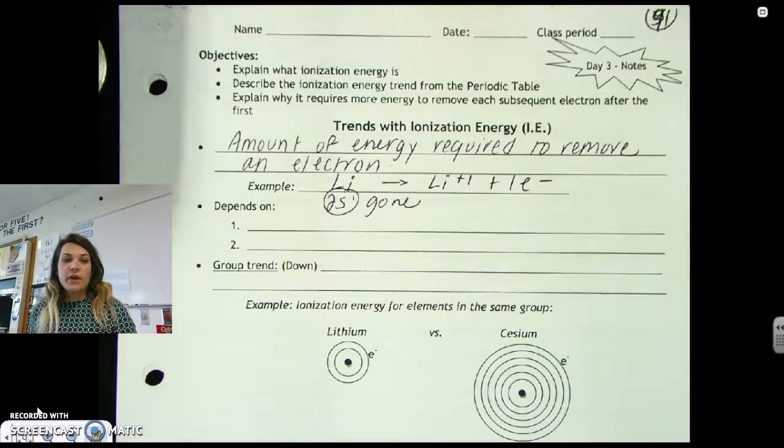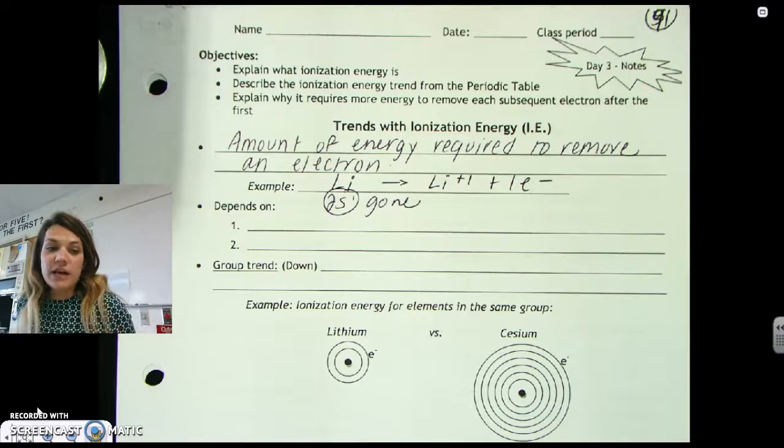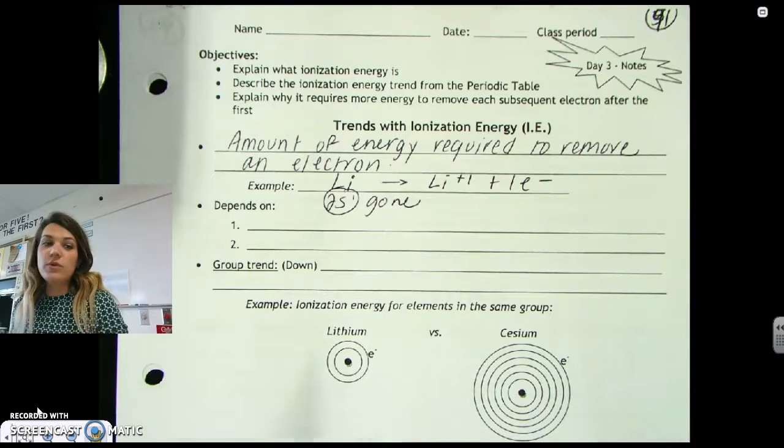Now, we see this a lot in bonding, but right now I just want you to know that ionization energy means removing the outermost electron. So lithium has a specific amount of energy that is required to remove this 2s1 electron, and we'll talk about this here in a second.